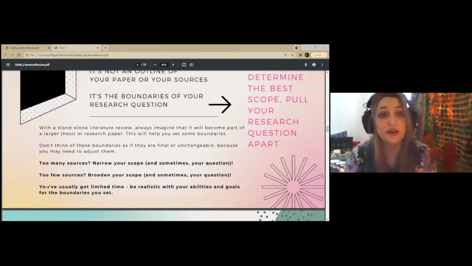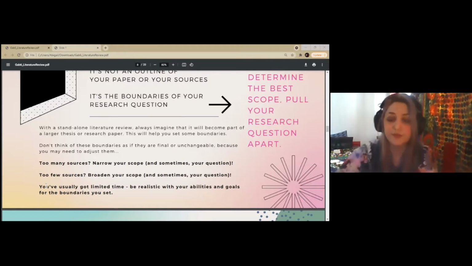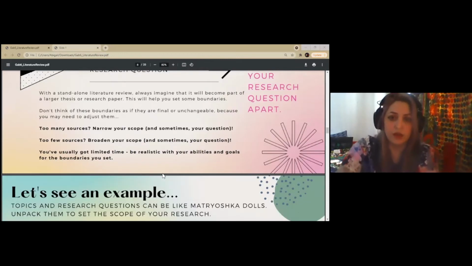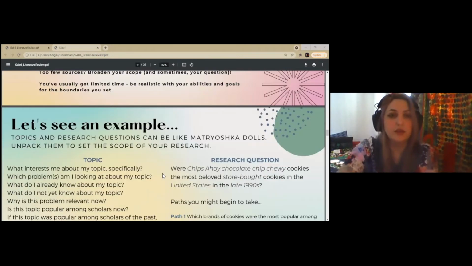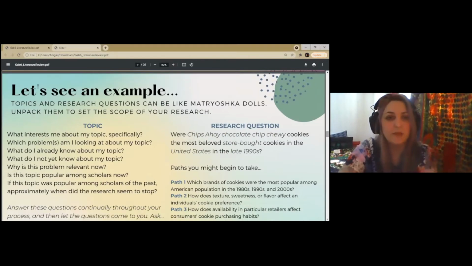And this is where your advisor can certainly help you if you are working on a thesis with your literature review. So how would you go about pulling your research questions apart? And I'm not just going to look at the research question itself. I'm also going to back up a little bit and give you some questions for the topic. And I'm going to go through this quickly, not to take too much time away from Joe.